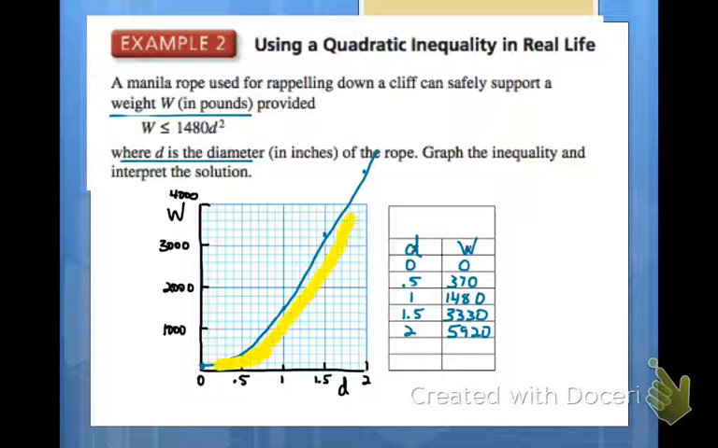Now in this situation, what this is showing is all the combinations of diameters of rope and weight that will be supported. Now anything out of the shaded area is not going to work. So if I try to carry 1,000 pounds with a 1/2 inch rope, that is not going to work. But if I were to use a 1 inch rope, then I can see that 1,000 pounds is in the shaded area, and that would work.